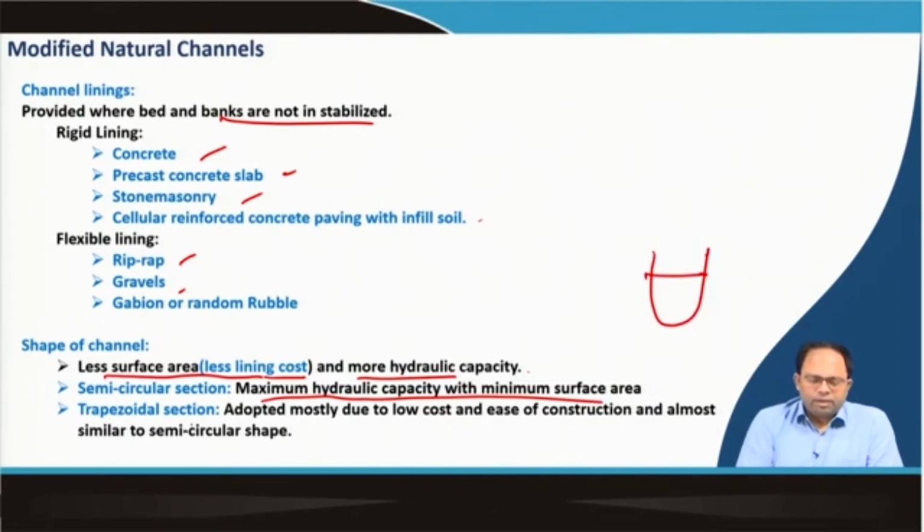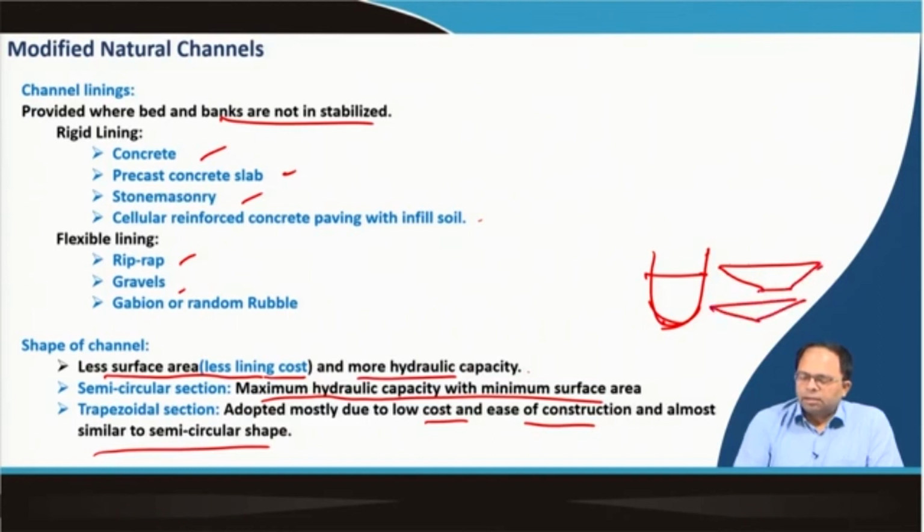But usually we go for trapezoidal sections. We adopt this mostly due to low cost and ease of construction, and it is almost similar to the semicircular shape. Now, why a trapezoidal section? Because with a semicircular one we have to maintain these curves, but in case of trapezoidal sections we can go like this or we can go like this. So, here it is easy to excavate and we do not need to exactly follow rounded curves. So, it is constructed relatively easily and we can do it at a lower cost as well. The construction is much easier compared to the semicircular section.